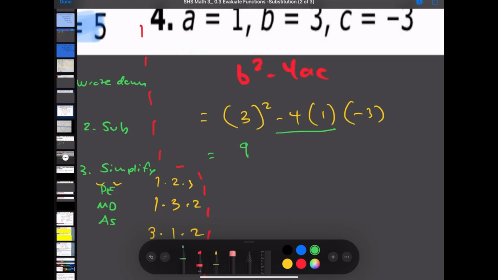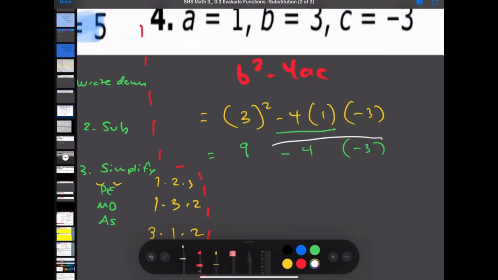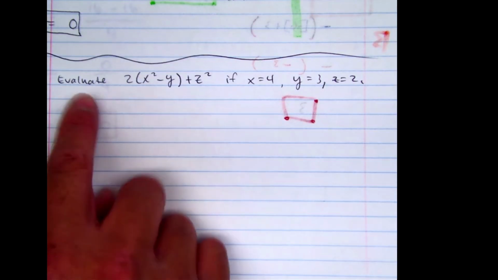Yes. Okay. Good. Which is? Yeah. In class, 9 plus 12 is? 21. Raise your hand if you got 21. Good job. In this problem, we need to evaluate.